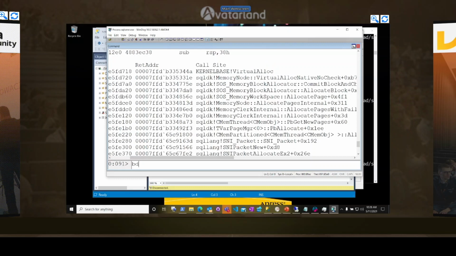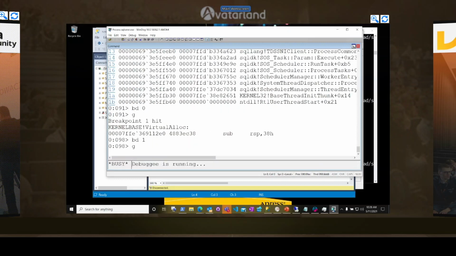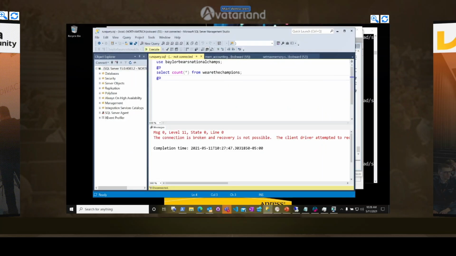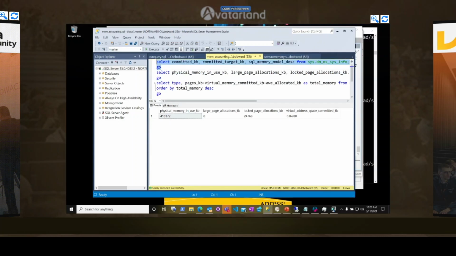Let's disable the breakpoints and let the query finish and go look at our accounting now. In fact, it broke because I'll run it again with the debugger. Remember, we're using a conventional memory model, right? So we're going to go back here and we're going to see what it looks like. Okay, now this is interesting. So the target and the ceiling, you can see here, are near each other, conventional memory model.